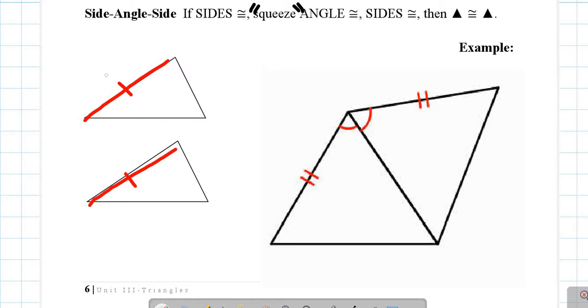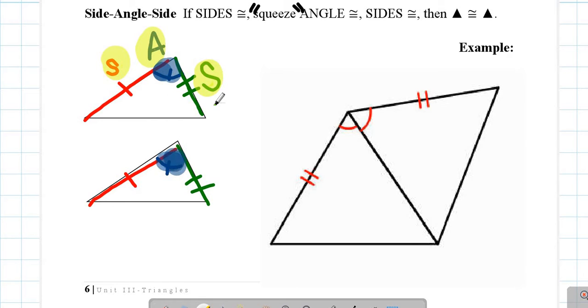Let's say I have a pair of congruent sides. Then I have a pair of congruent angles, 1 A for each pair of angles. Then I have another pair of congruent sides. This is called side angle side. And what I mean by a squeeze angle is, notice this angle is squeezed between 2 distinct congruent sides. So this spells out the shortcut side, angle, side congruency.